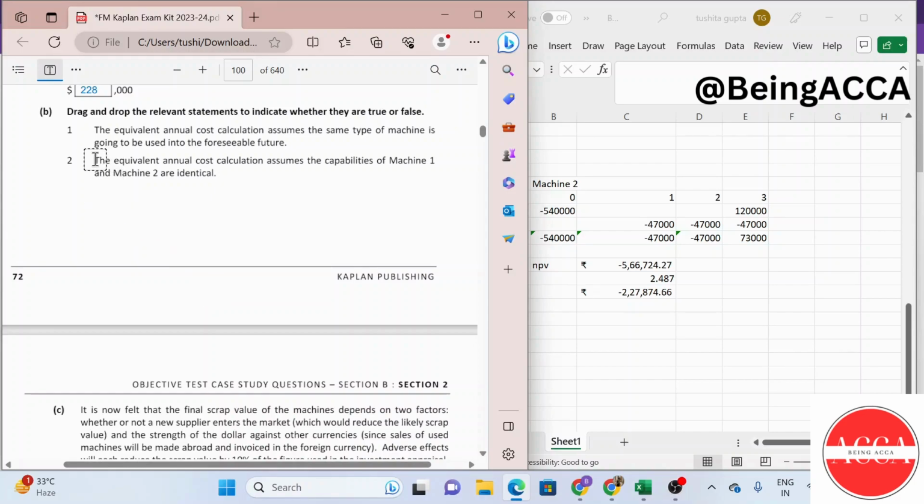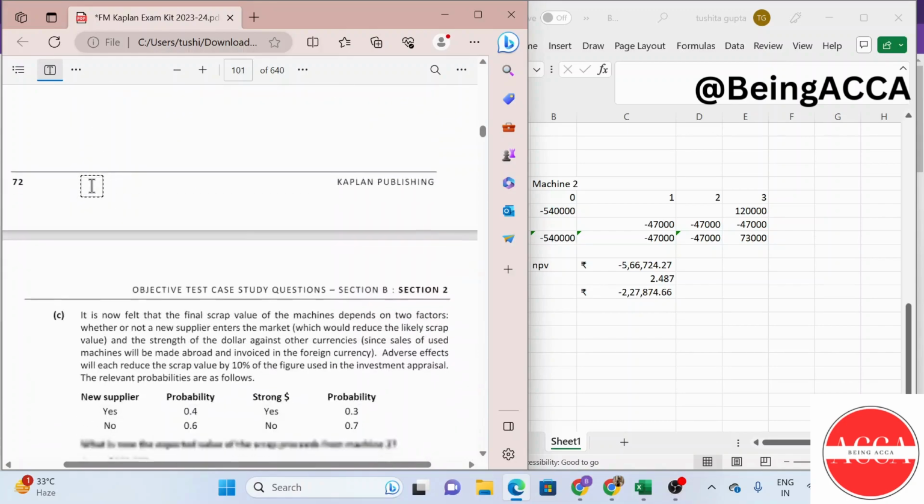Then moving to the second statement, the equivalent annual cost calculation assumes the capabilities of machine 1 and machine 2 are identical. Okay, so one of the assumptions is that this statement is also true. Why? Because it is one of the basic assumptions in the EAC calculations that whenever we are evaluating two machines, their operating efficiencies will be similar. So both these statements are true.